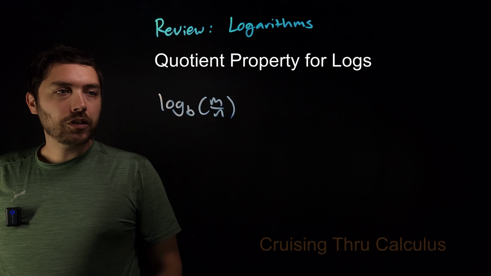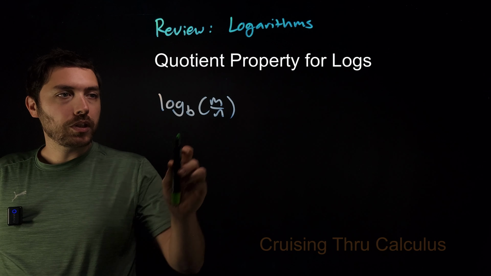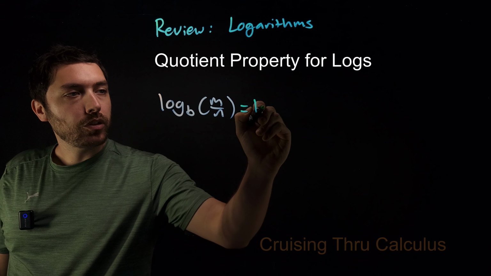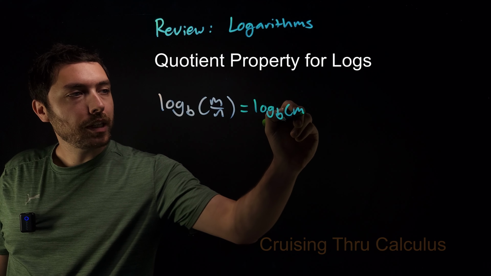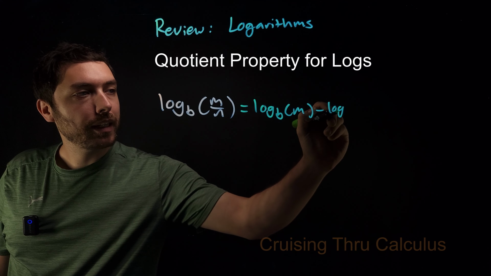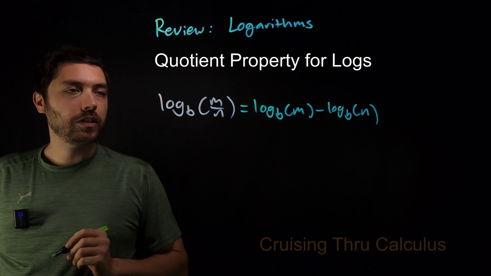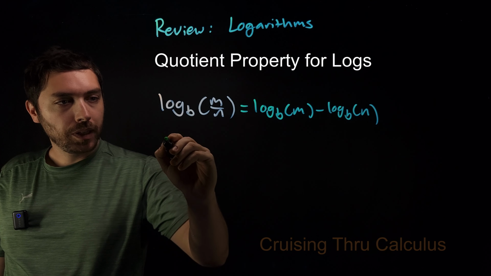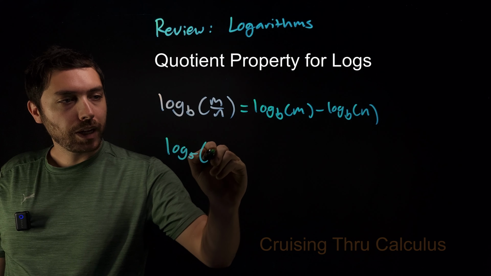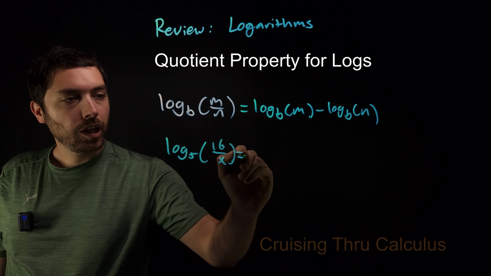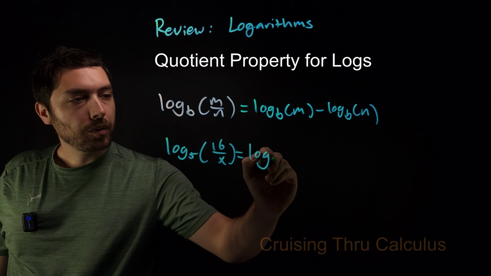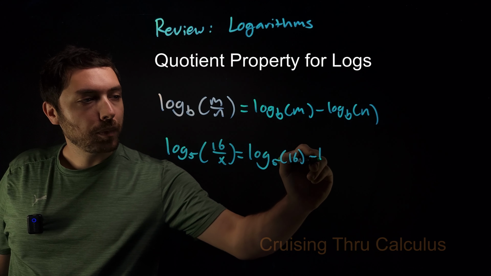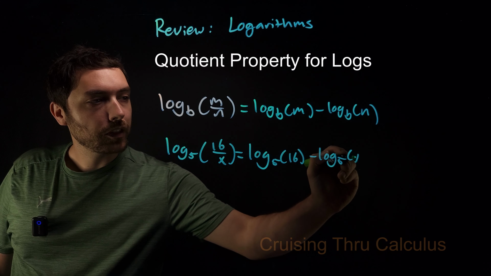Our next property is called the quotient property for logarithms. It says that if you're dividing two things inside of a logarithm, you can take them and split them up and subtract them, like this. So let's do a quick example. Let's say we have the log base 5 of 16 over x. Well, we can split this up. We can do the log base 5 of 16 minus the log base 5 of x, just like that.